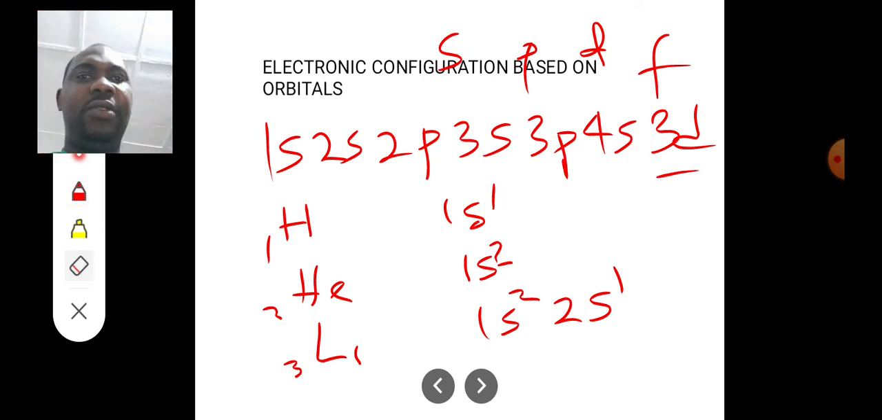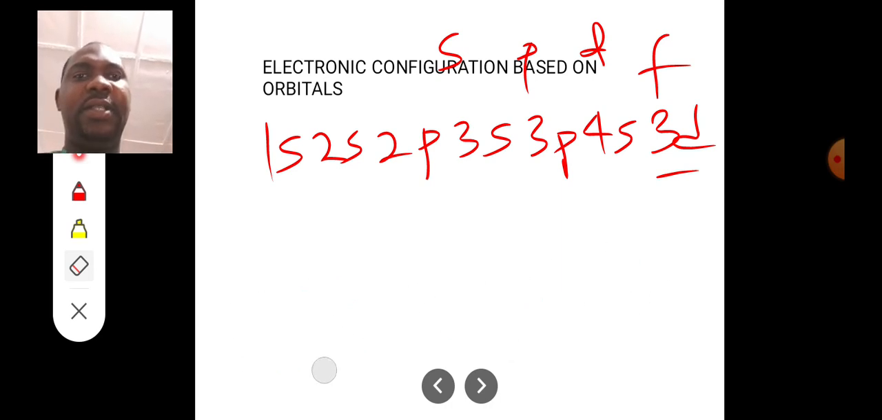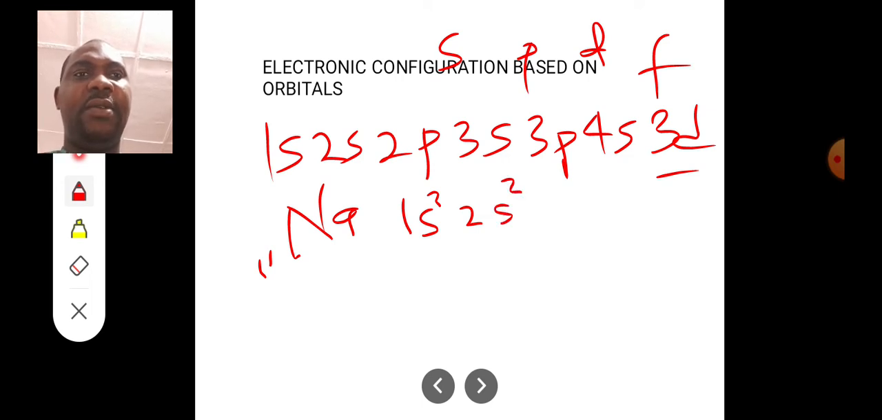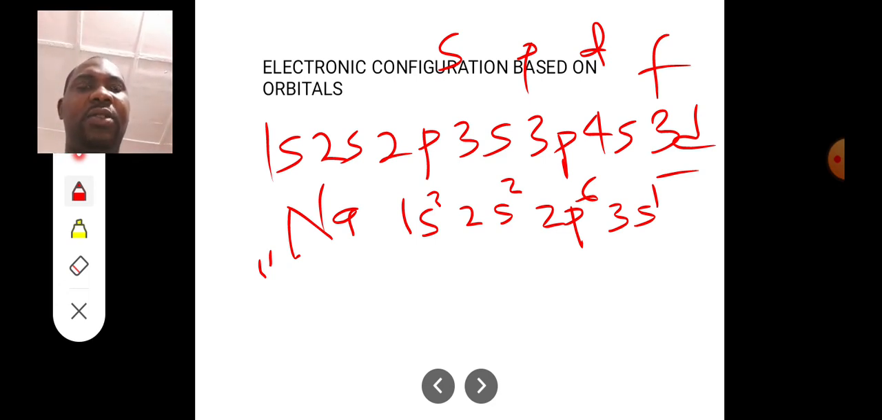So if I want to write the configuration for, let's say, sodium, Na. Sodium is the 11th element, so it is going to be 1s2, that's 2. After that, 2s2, okay, that's 4. Then you have 2p6, that's 10. Then after 2p should be 3s, so 3s1, making it 11 altogether. That is very beautiful.